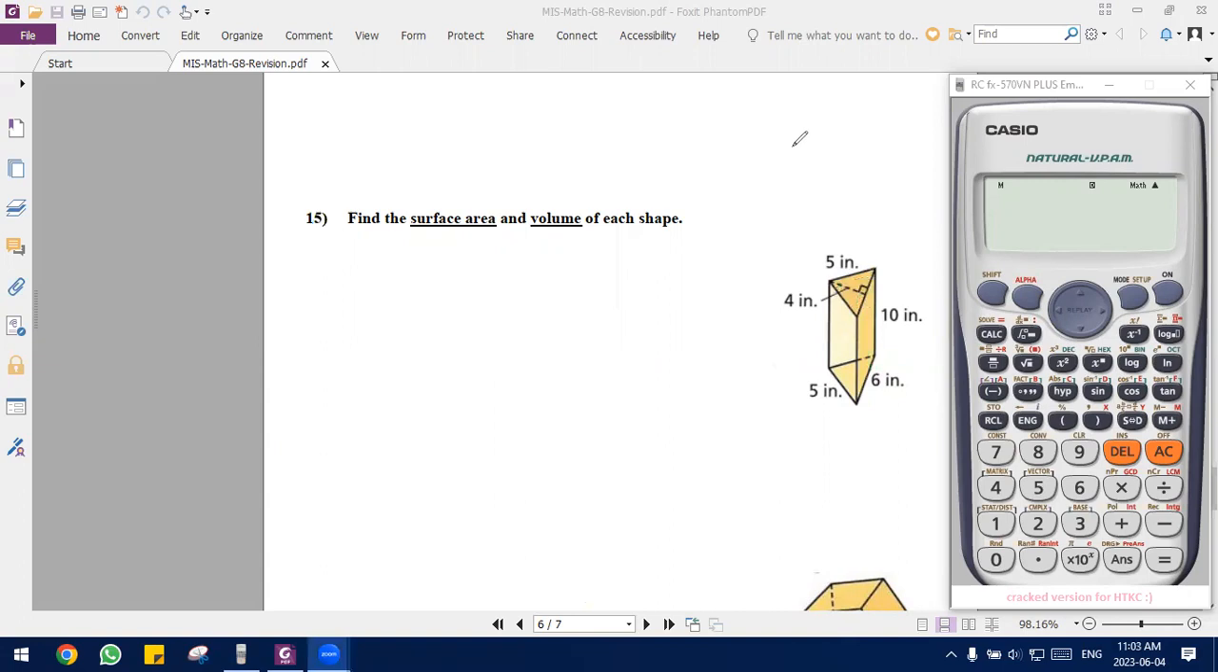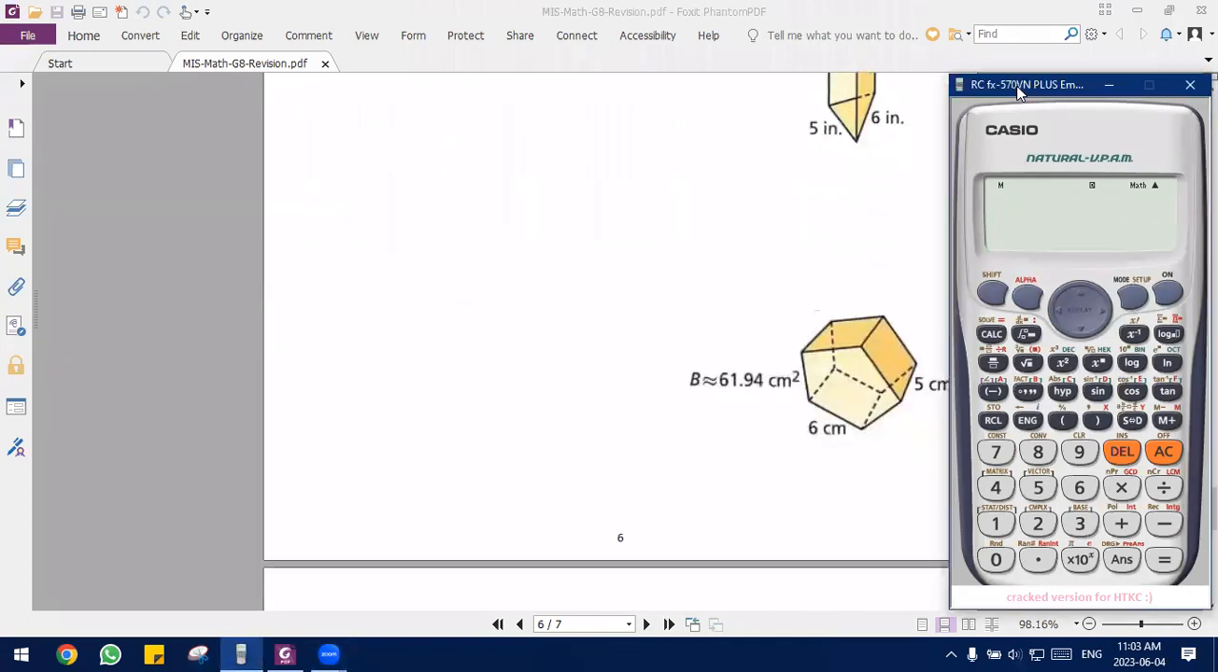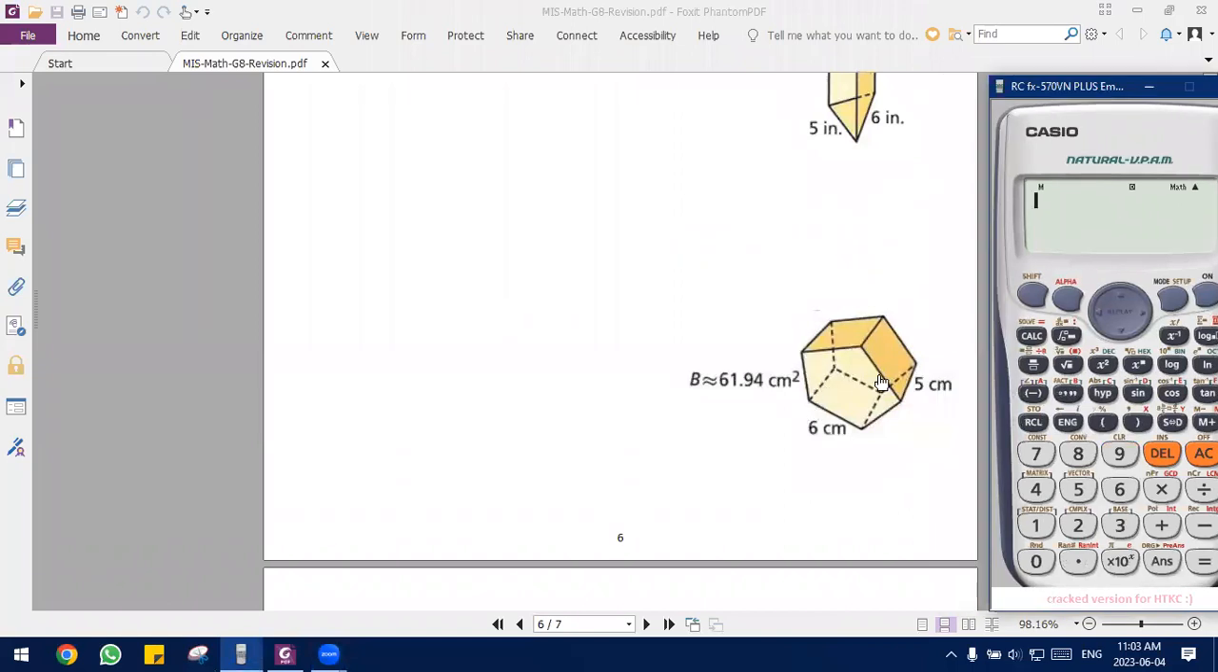Okay, next question. Next part. Here I have a pentagon. It's a regular pentagon, and then we have rectangles here. We need to find the surface area and the volume.